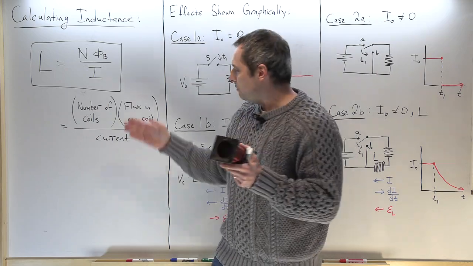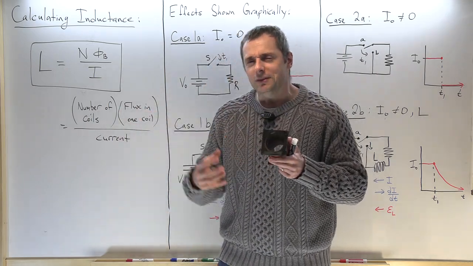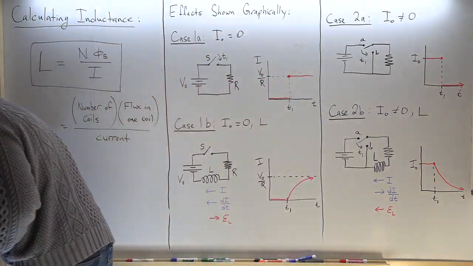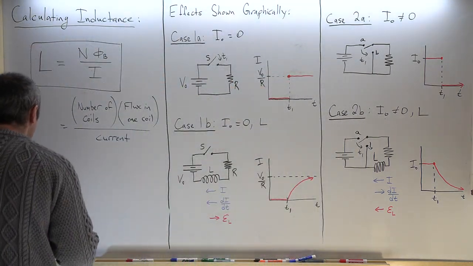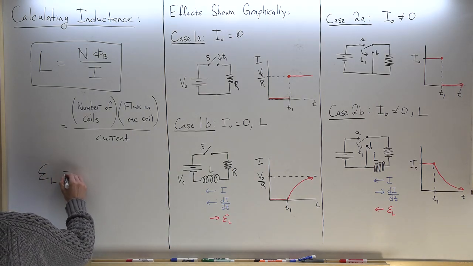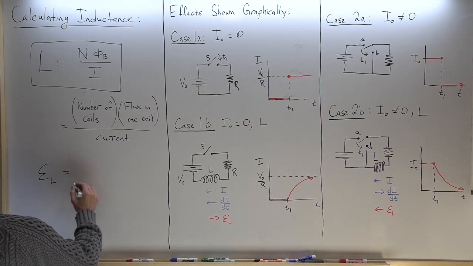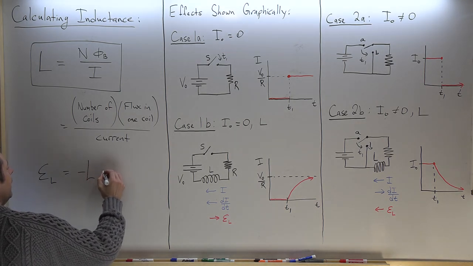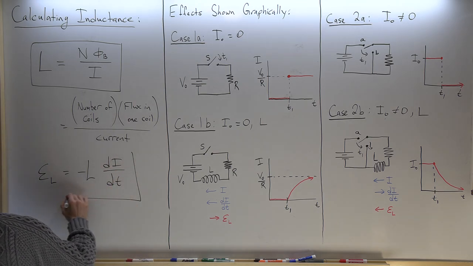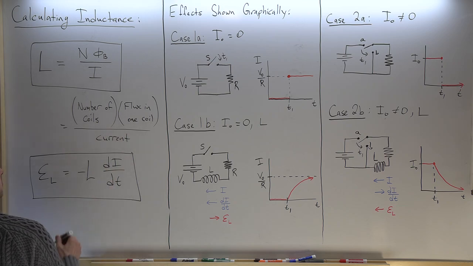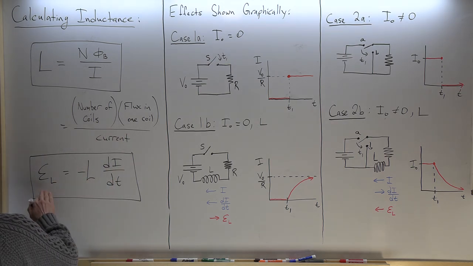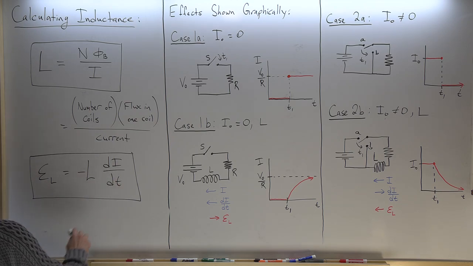The more flux it makes per current, the more stubborn it is, and the more inductance it has. That's what L is. And the big idea here, which is just Faraday's law reworked, is that the inductor makes voltage whenever the current changes by this magnitude. The bigger the inductance for a given voltage, the smaller this.